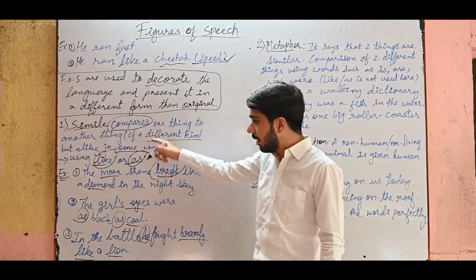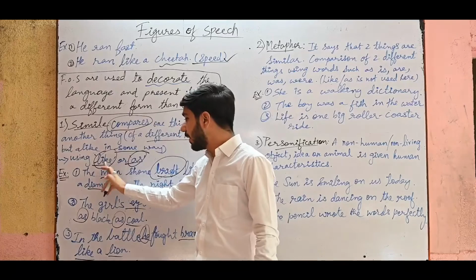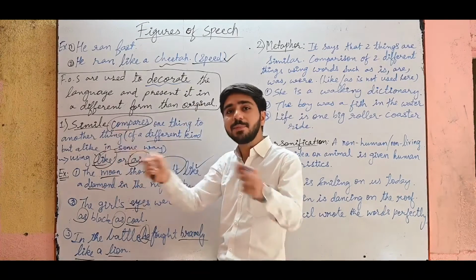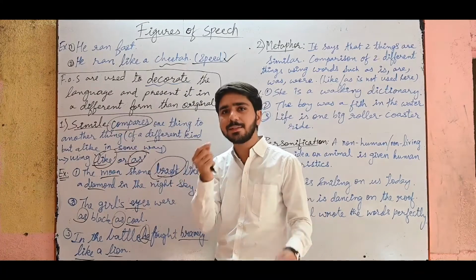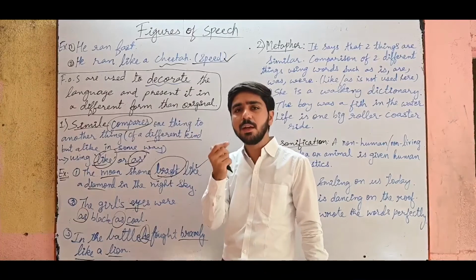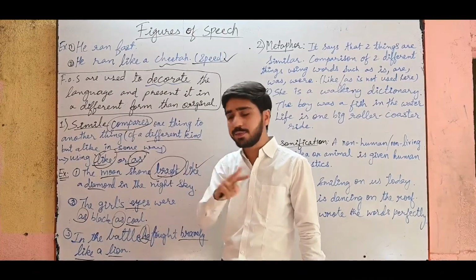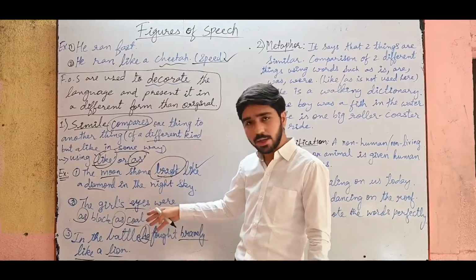So students, now I hope you understand that when you see the word like or as, it is a simile, and two objects are compared which are different, but there is something which is the same, common in both the objects. So this was it for simile.